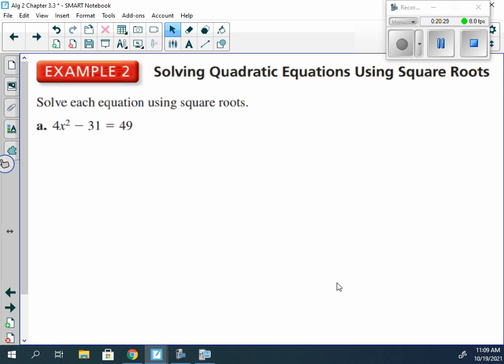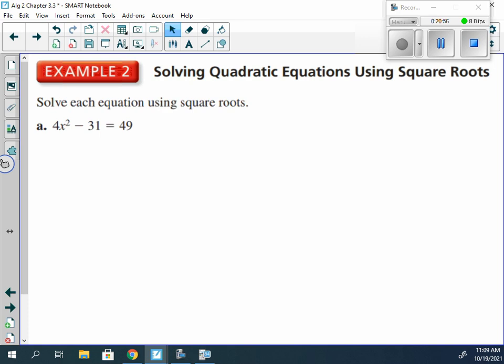Now, the next method we're looking at is called the square root method. I will tell you right out, this method does not work every time. The main way that we're going to use the square root method is if we have one of two setups. The first is if we only have x squared, if there's no x term. Because if we look at this here, we do have an x squared. Do we have an x term? No, we can use the square root method.